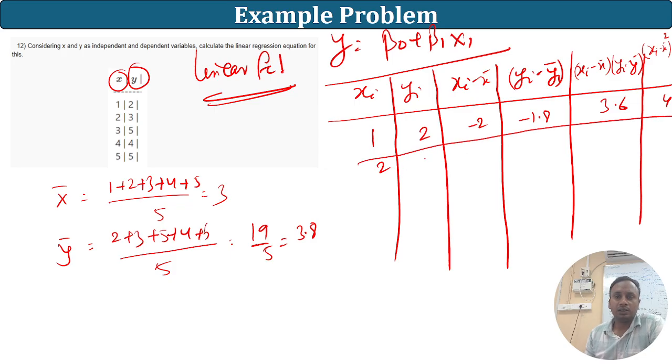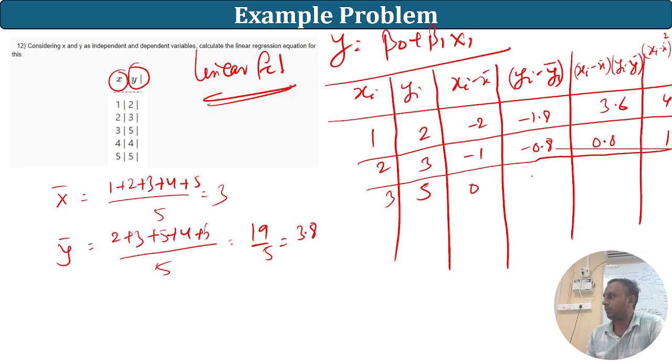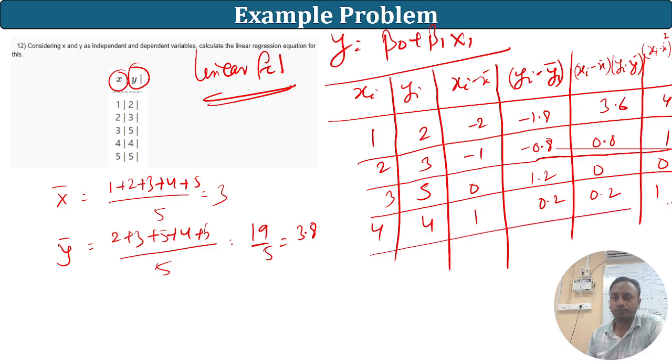Then for x equal to 2, yi is 3, so yi minus y bar becomes minus 0.8, and the multiplication comes to 0.8. Then for 3, the multiplication is 0. Then for 4, the values are 0.2 and 1. Then for 5, yi is 5, so 1.2, and the multiplication comes to 2.4.